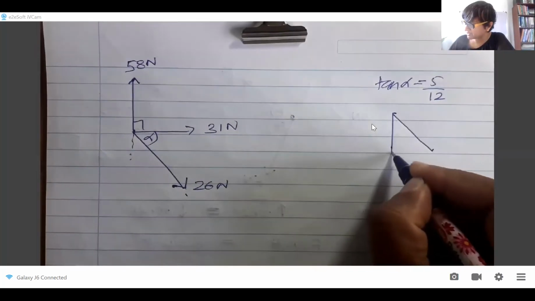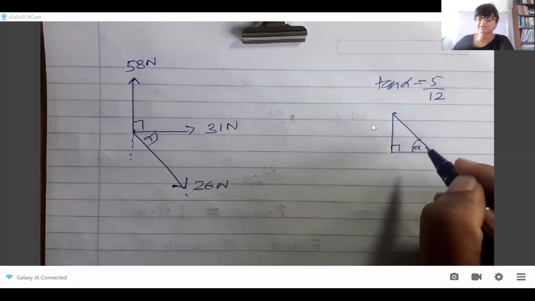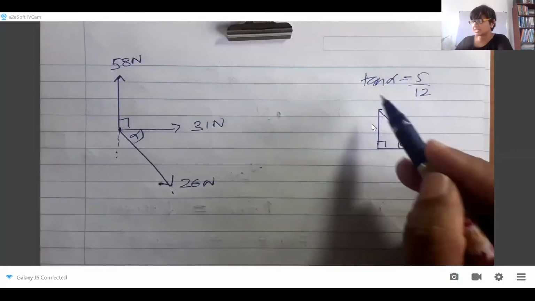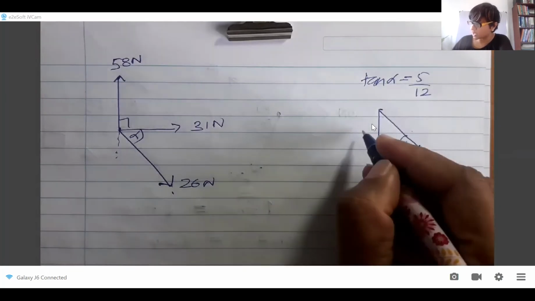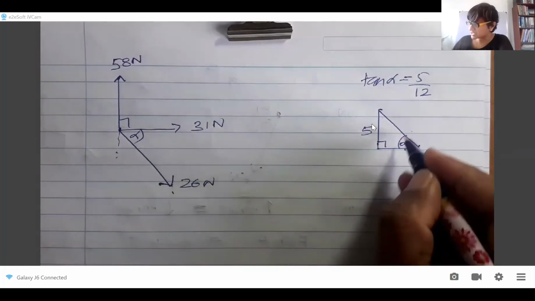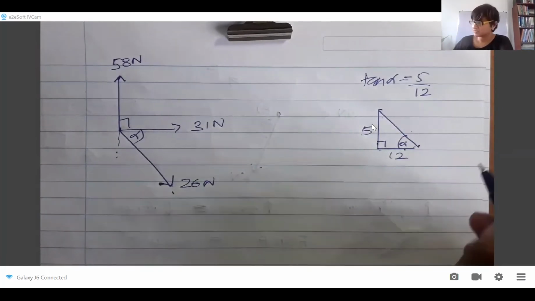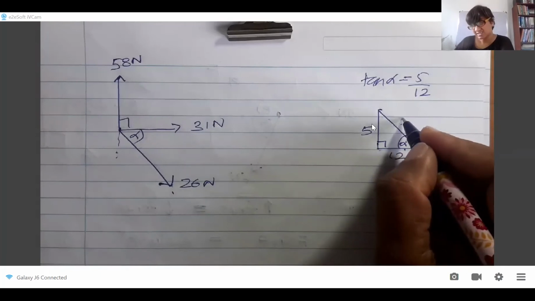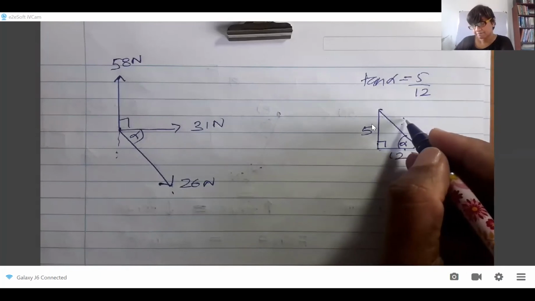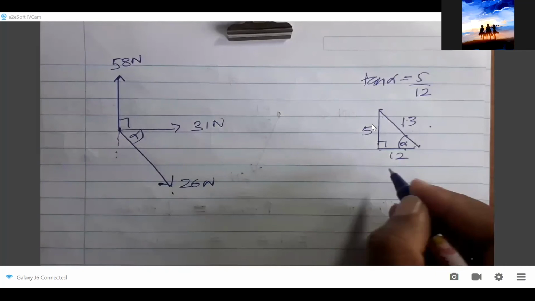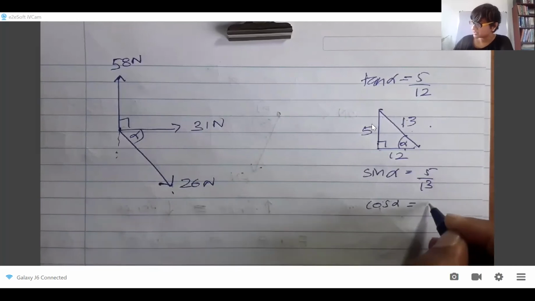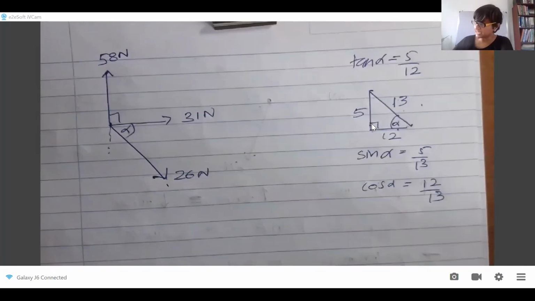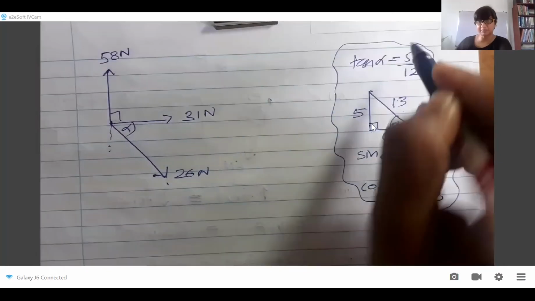When they have given you tan alpha of an angle, I'm drawing a little right angle triangle to put this information in. If tan alpha is 5 over 12, I can draw a right angle triangle whose opposite side to alpha is 5 and whose adjacent side is 12, which means my hypotenuse must be 13. Then sine alpha is 5 over 13, cos alpha is 12 over 13. I'm going to need this, so keep it in a little bubble.